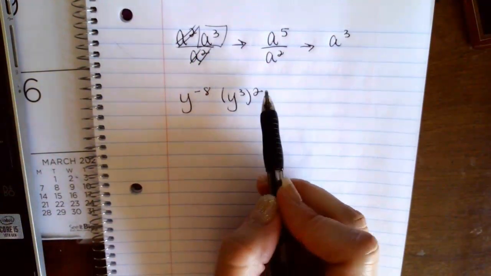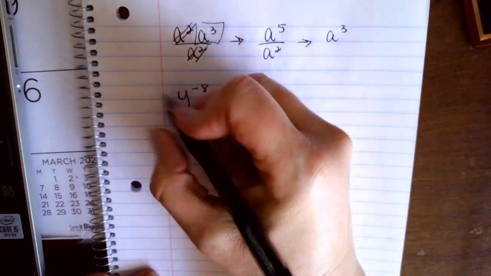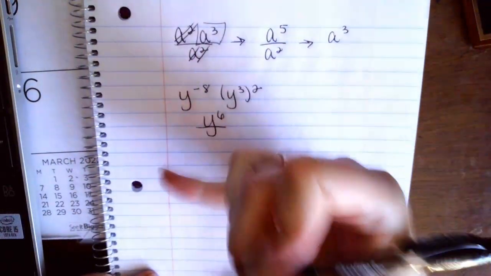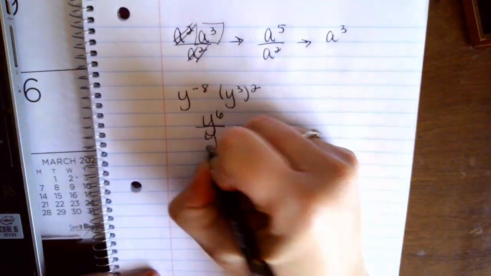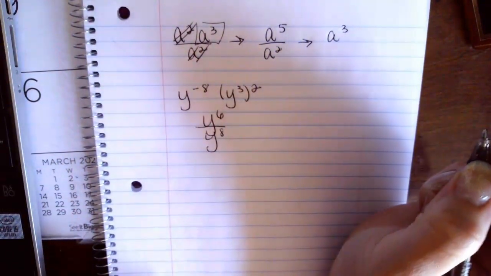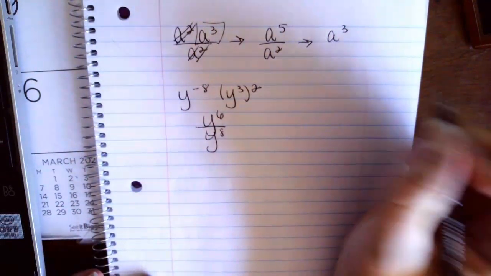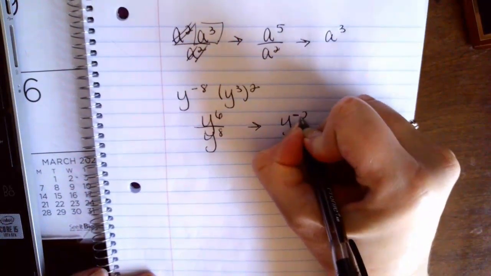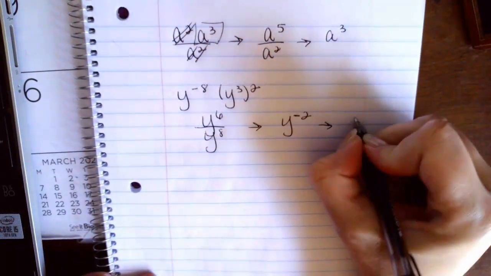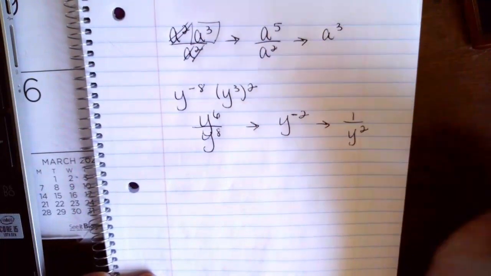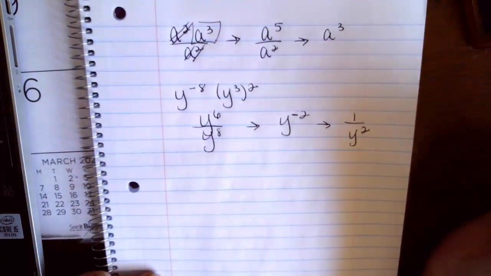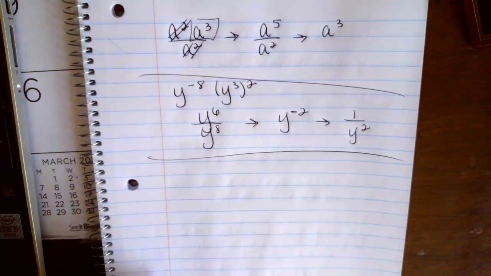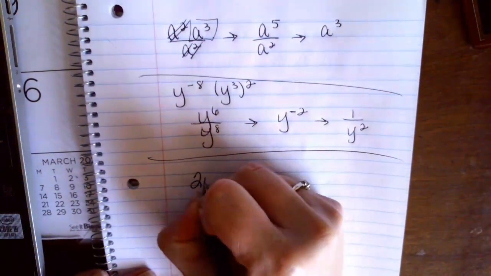a y to the negative 8 times y to the third, squared. So my y to the third squared becomes y to the sixth. My y to the negative 8 can be written in the denominator as y to the positive 8. And then finally that becomes y to the negative 2, which we will again rewrite as 1 over y squared.